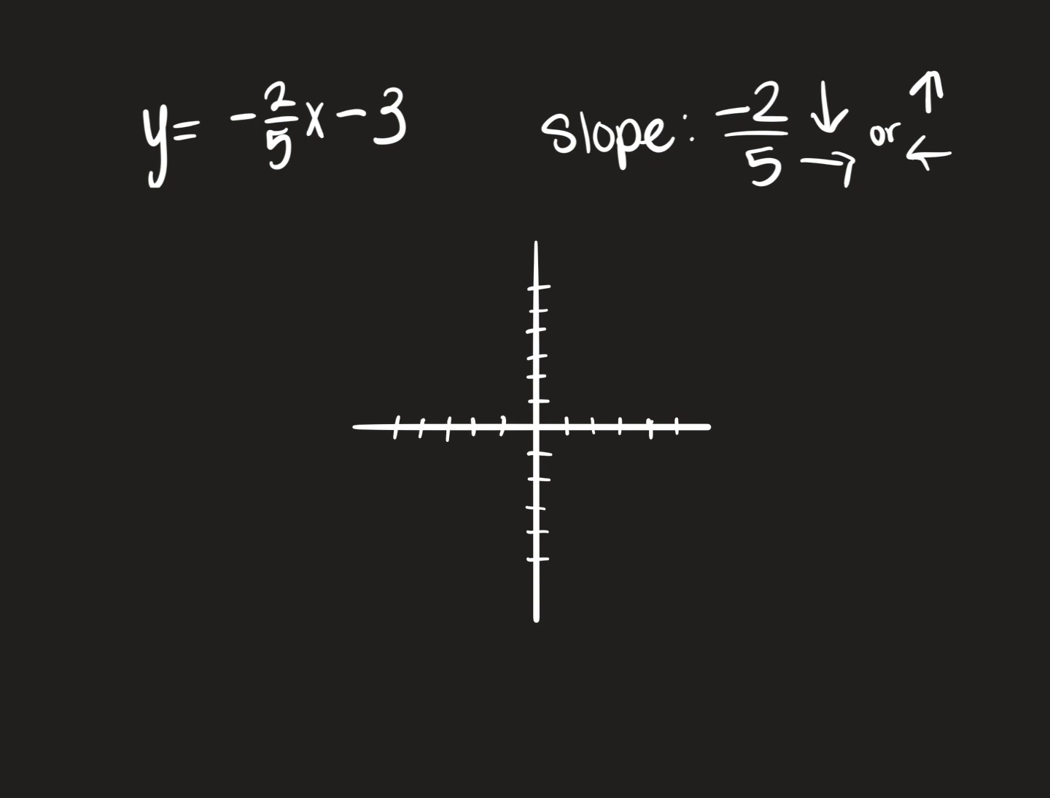All right, so I'm going to plot my y-intercept at -3. We all got that part, right? Yep. Okay, from -3, I'm going to go down 2 and right 5. Yes. So, there. Again, you could also, from that starting point, go up 2 and left 5.